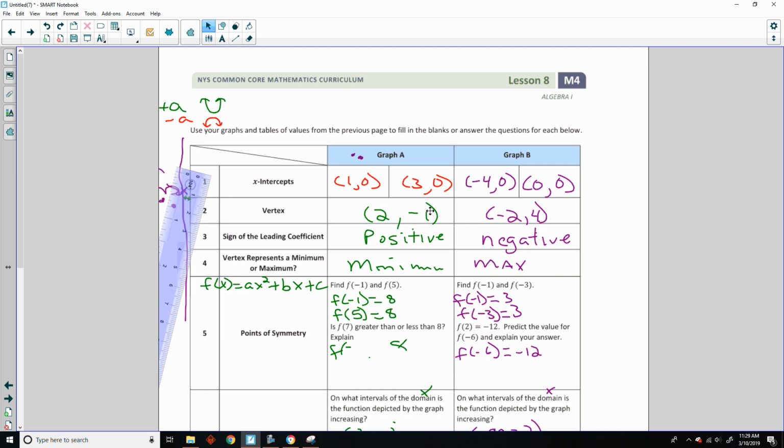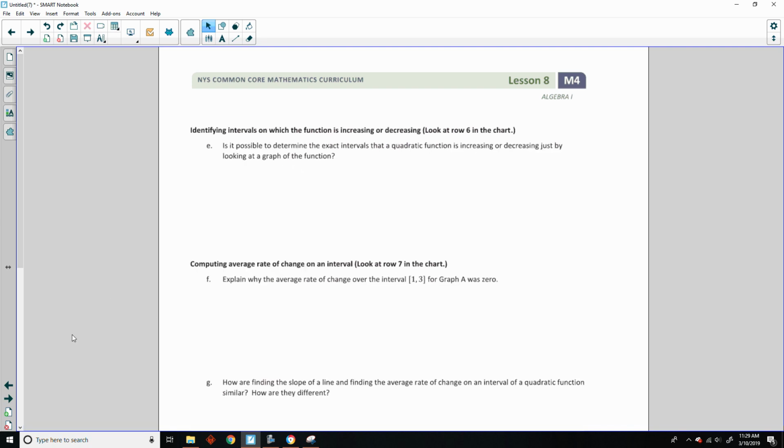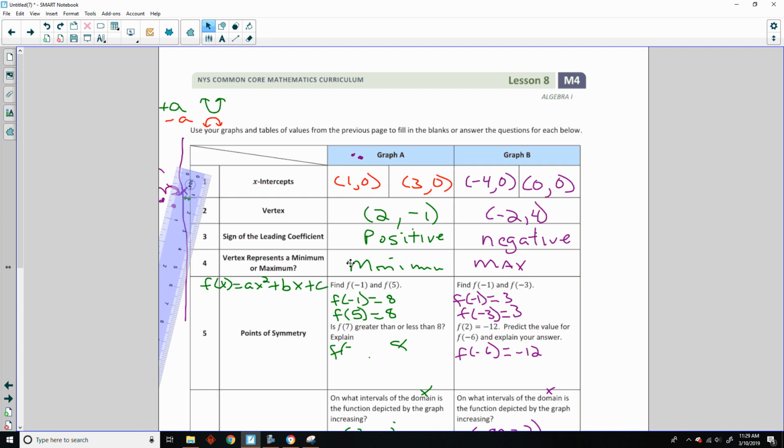So here and here. How can we know the x-coordinate of the vertex by looking at the x-coordinates of the zeros or any pair of symmetric points? Okay, so here are the zeros. Zeros are when y is 0. So here's 1, here's 3. Well, what do we know about this point here? Can you see a pattern? Okay, from 1 to 3, what's in between it? What's the midpoint in between it?